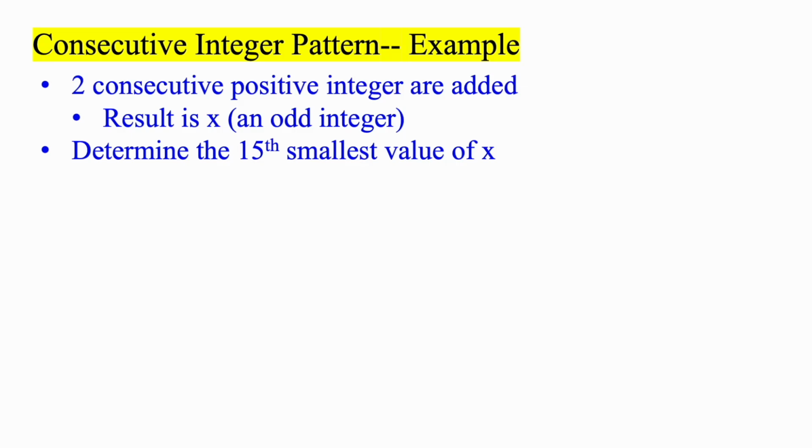Okay, this will be our second problem, but if you want to give it an attempt, go ahead. So we have 2 consecutive positive integers and they're being added, and the result is x, which is an odd integer.